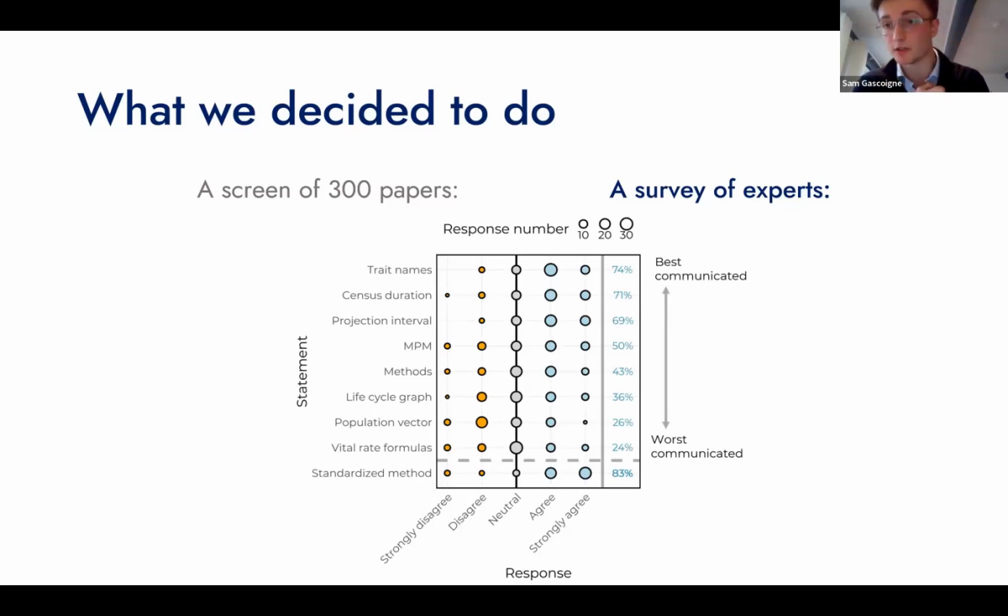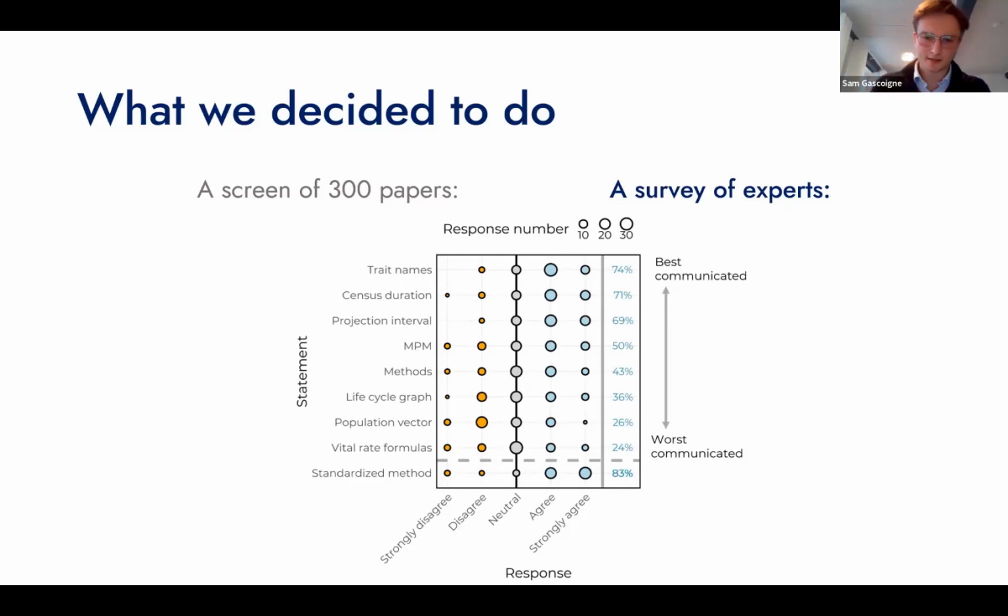We had an idea that we're not doing a good job within the field at large. So we had a question at the end where researchers were asked, do you think population ecology would benefit from a standardized method for communicating MPMs? As you can see here at the bottom in blue, 83% of researchers agree that we would benefit from a standard method of communicating matrix population models.